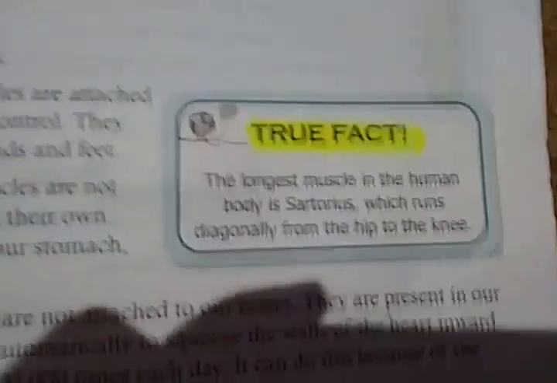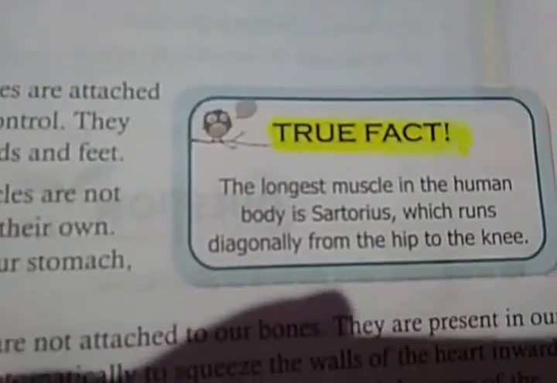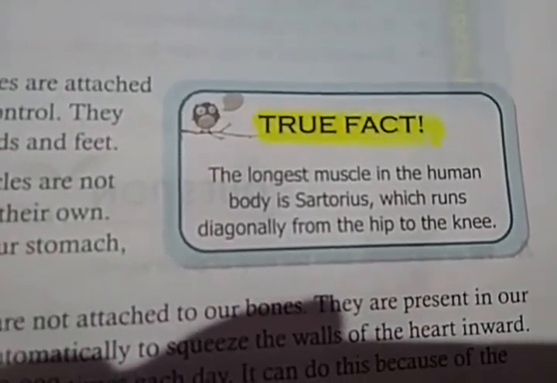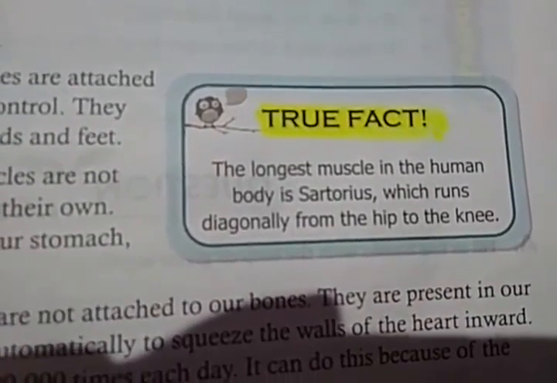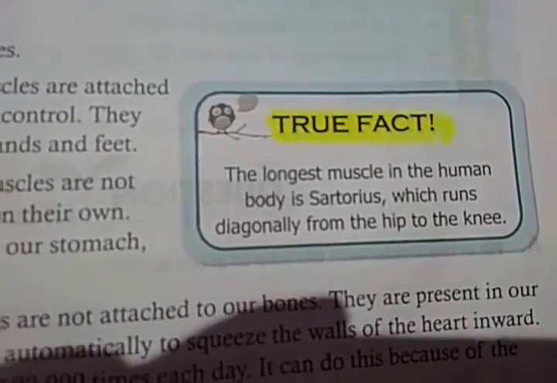Now look here, true fact is given here. The longest muscle in the human body is sartorius, which runs diagonally from hip to the knee.